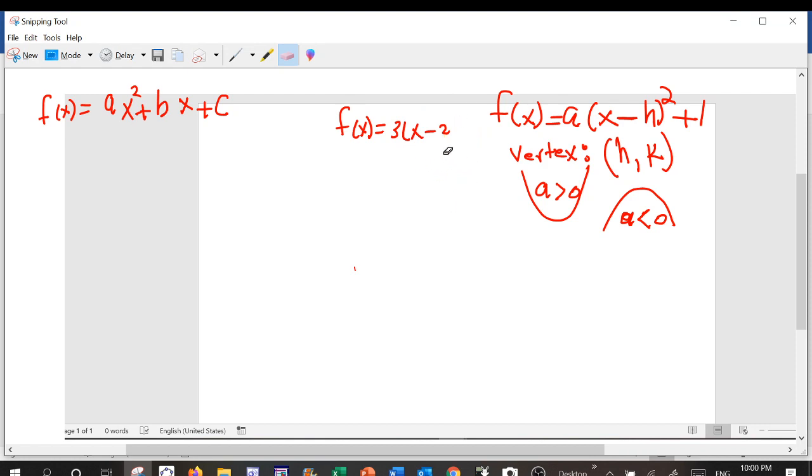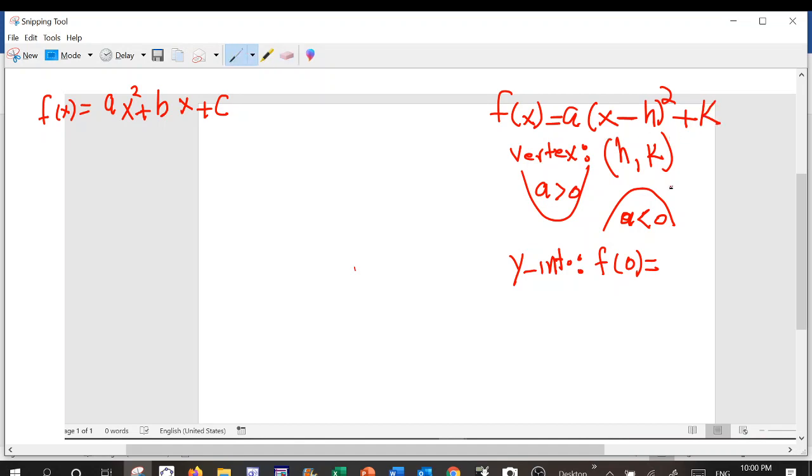Now, what else do we need to graph these? Well, we also need the x and the y intercepts. The y-intercept is easy to find. The y-intercept is just f of 0. So we substitute 0 here.